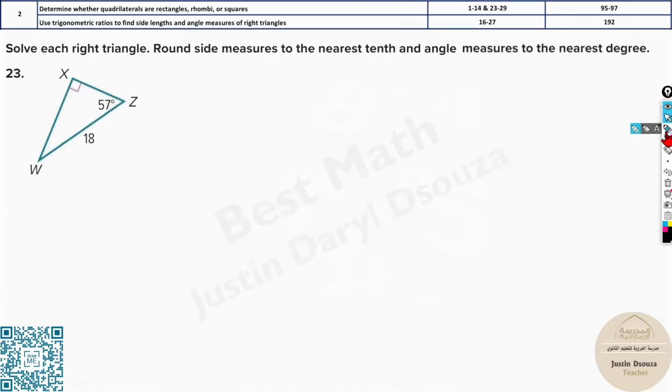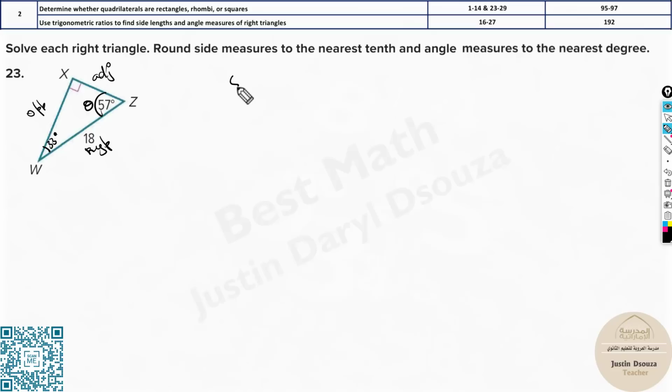Let's do the other problems. I'll quickly solve all of these problems. Here it's 90, 57, and then it'll be 33 degrees. And what about the other sides? Now, I will choose 57. Whatever is given, I choose that as theta. Opposite side, hypotenuse, and adjacent.